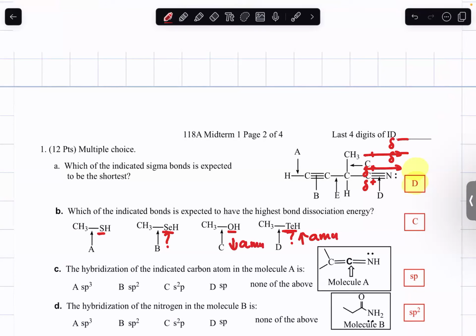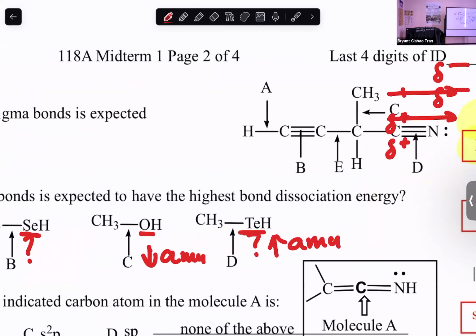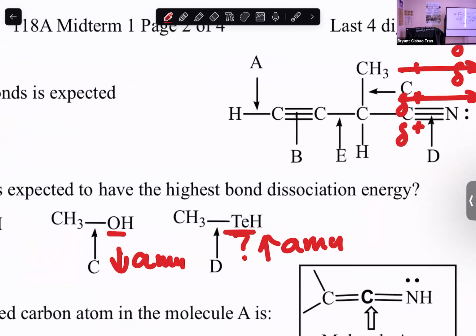Yeah, because they're all in the same group, the same column. Tellurium, Te, is the biggest atom. Yes. Highest bond dissociation energy. So if it's the biggest, it should have this.